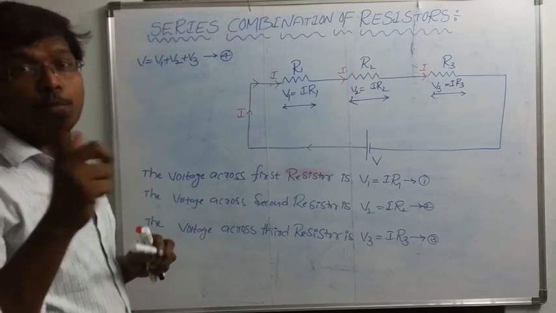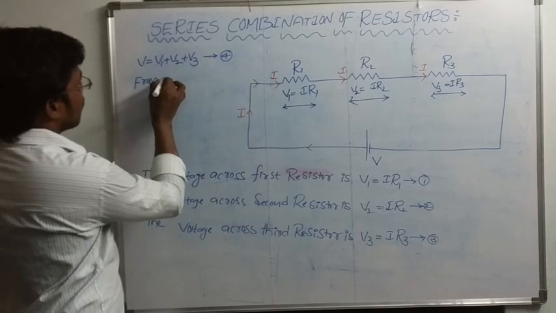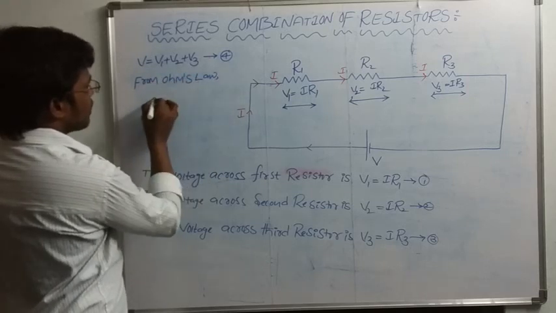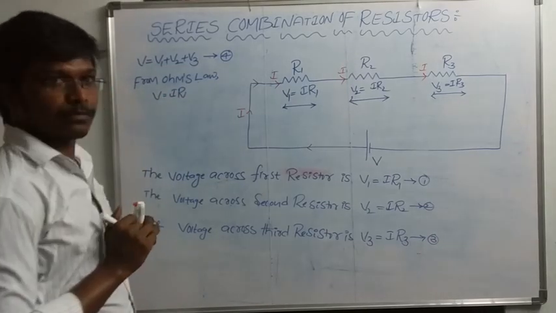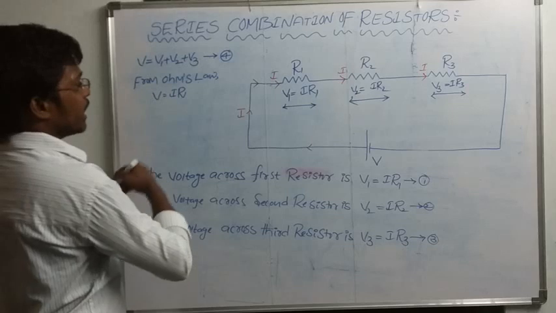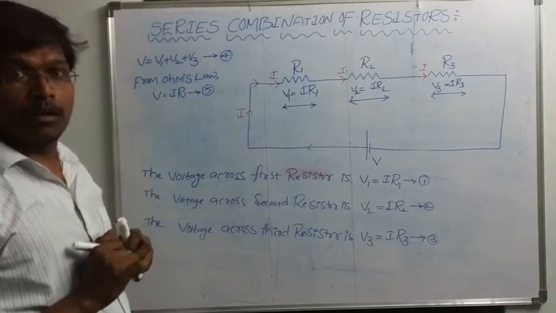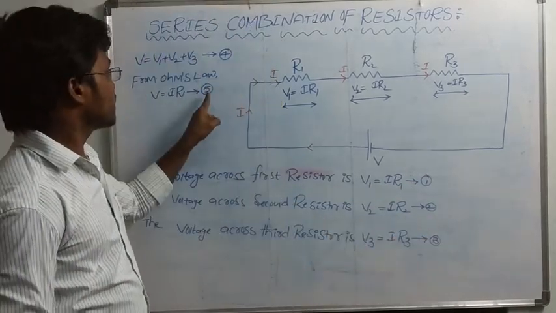Next, from Ohm's law. What is the Ohm's law? V is equal to IR. Give equation number 5. First equation, second equation, third equation, fourth equation and fifth equation.